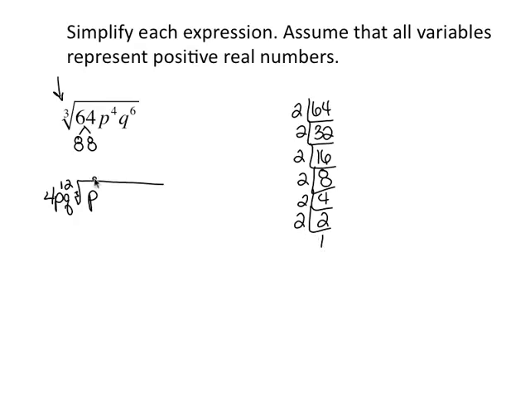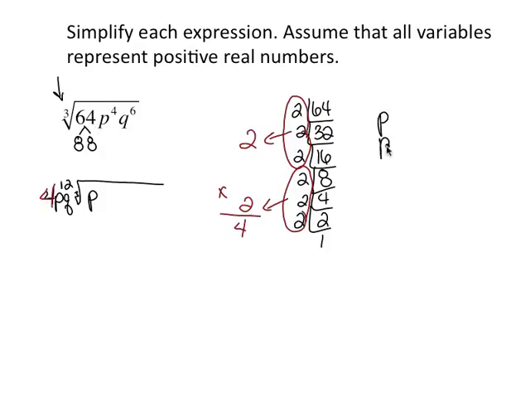I'm looking for groups of 3. So if we look at this here, we have this group that can go out, and we have this group that can go out. So if we multiply 2 times 2, we get this 4 here. So that's that 4.